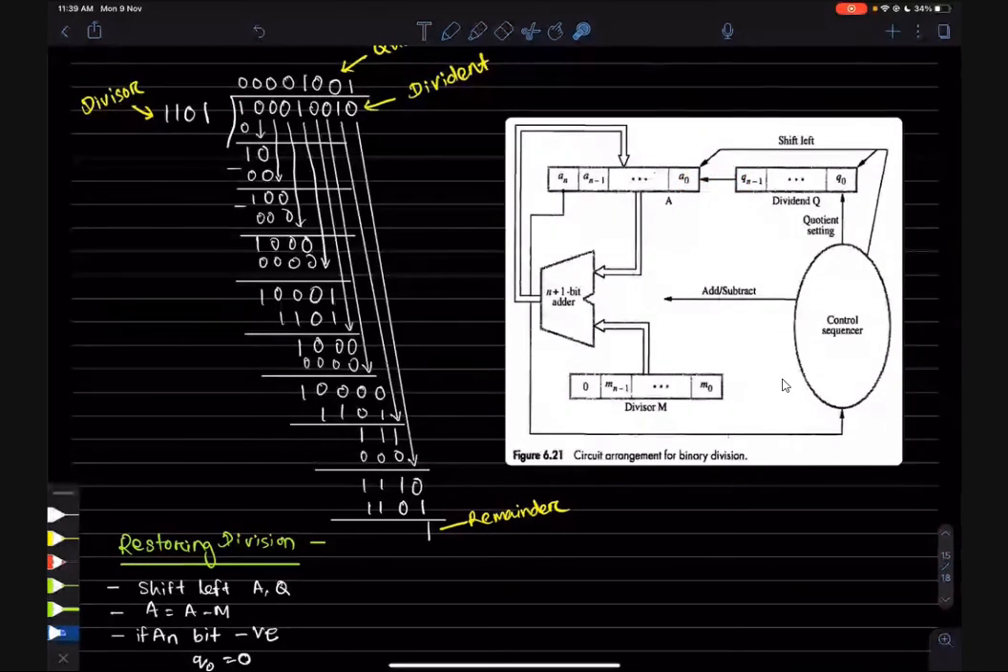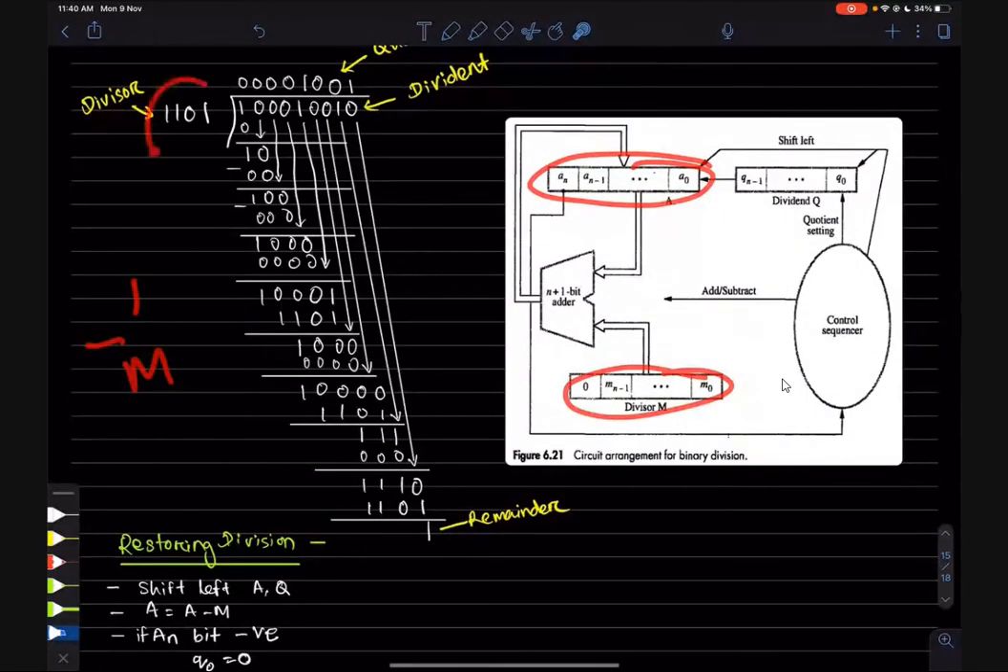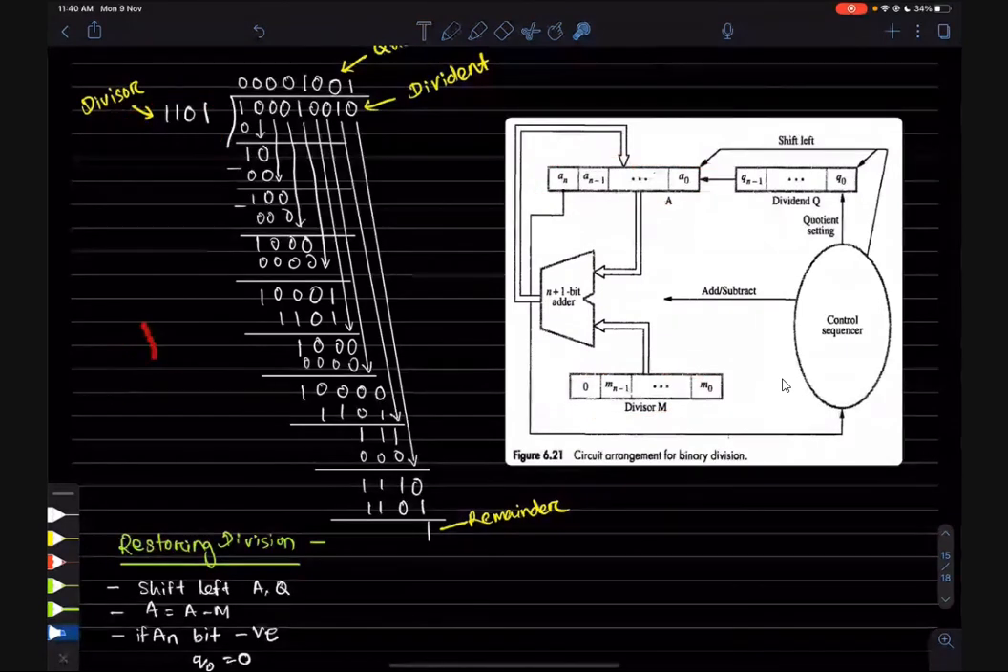Previously this A will contain all values as 0. When we do the left shift, the 1 will come here. Now what will we do? We will do 1 minus M. I have told you, 1 minus M. M is the divisor. So we will do 1 minus 1101. That is the logic. That's why we are doing left shift here, not right shift like in multiplication. This is a left shift.